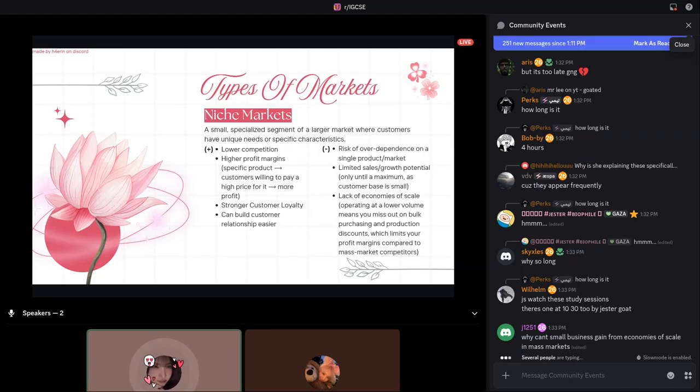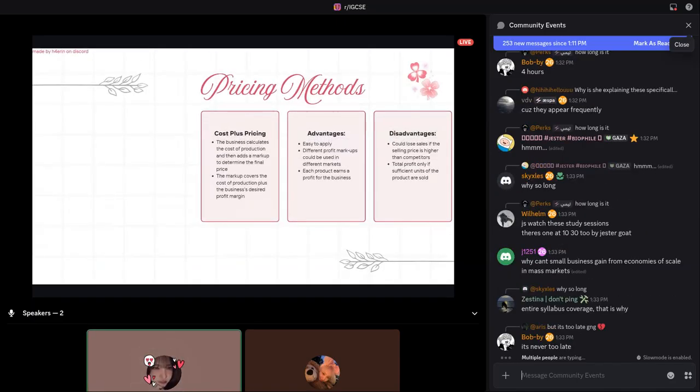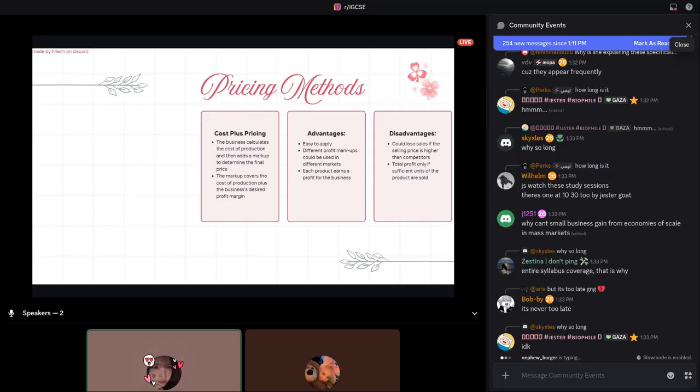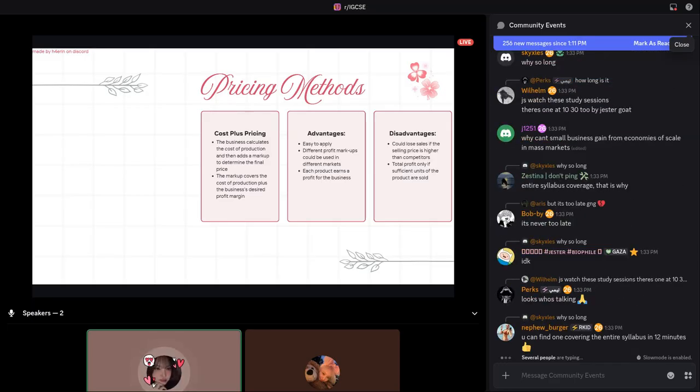Next up is the pricing methods. So, starting off, cost plus pricing, which is when the business calculates the cost of production and then adds a markup to determine the final price. And the markup covers the cost of production plus the business's desired profit margin. So, if this feels a bit confusing for you guys, don't worry, I will give an example.